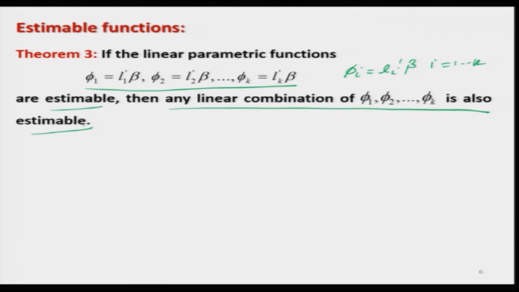So, the advantage of this theorem is that whenever we consider more than one estimable linear parametric function, and we want to find a function of those that is also estimable, then simply take the linear combination of those estimable linear parametric functions, that is all.